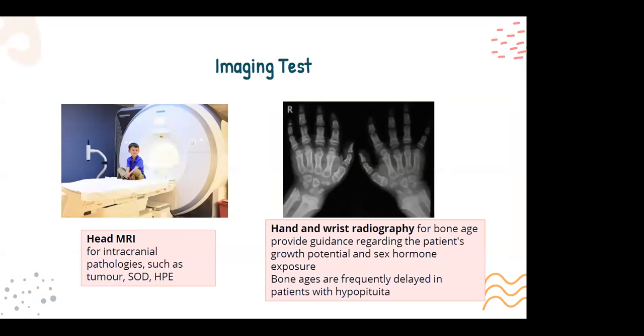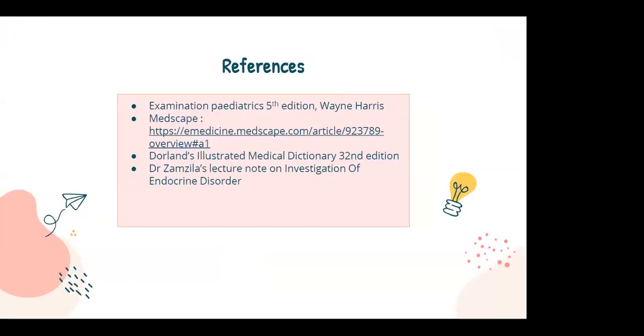Okay, next we can do imaging tests, which is brain MRI. We can check for any intracranial pathologies or tumors, or SOD, which is septo-optic dysplasia, and HPE. And we can also do hand and wrist radiography for bone age. This radiograph is to estimate the age of the patient, and it can provide clues or guidance regarding the patient's growth potential and sex hormone exposure. The bone age is frequently delayed in patients with hypopituitarism. Okay, so I think that's all from me.